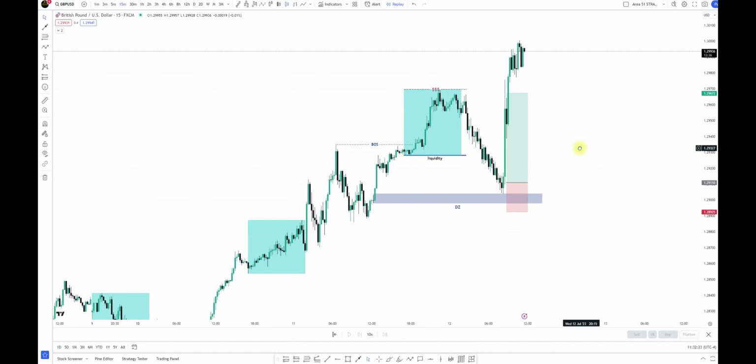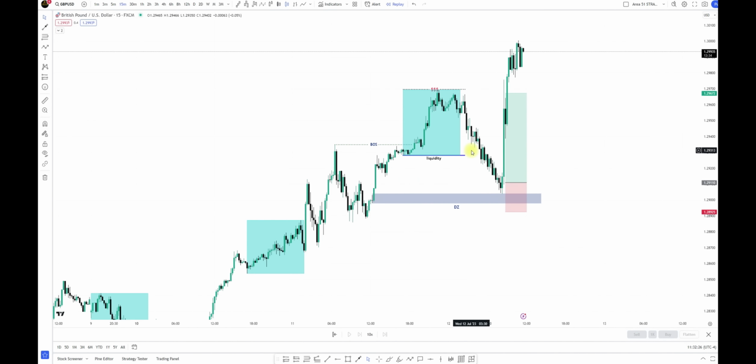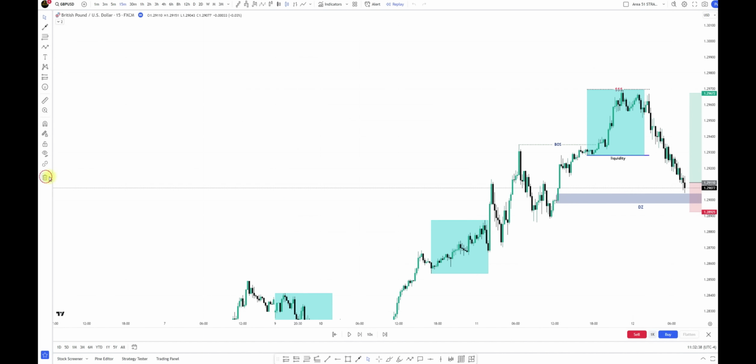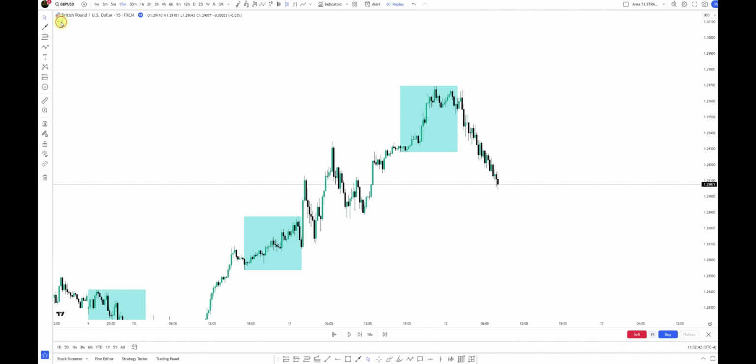So now I'm going to go ahead and cut this price right here and show you guys one by one exactly what happened. Let me cut this price real quick and clean this up real quick. Now that we have everything cleaned up, let me hide this indicator that I'm using.